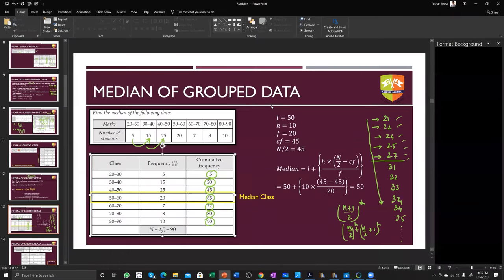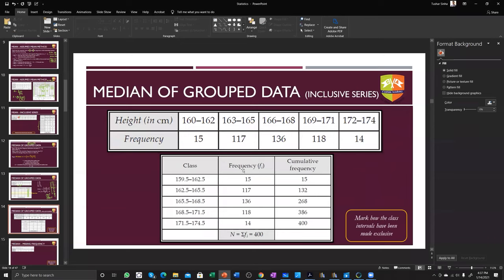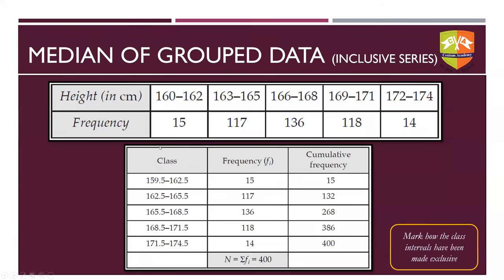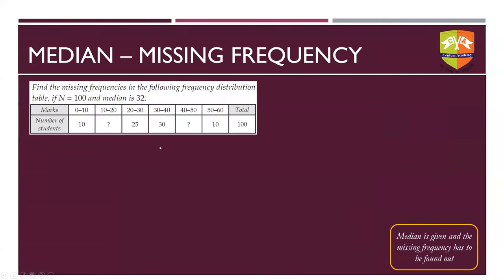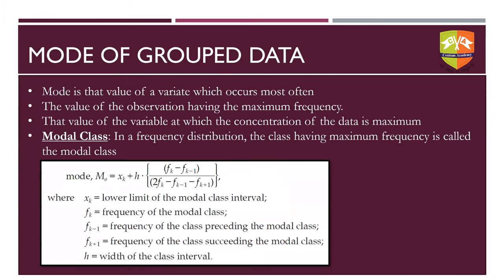Anyway, you know all this. We spent a lot of time explaining this. And again, if it is an inclusive series, please be a little careful while making the frequency table. These are the questions which will be asked. We'll solve them in terms of missing frequencies, which is basically linear equations used in statistics to find a missing frequency. We'll solve some problems later.